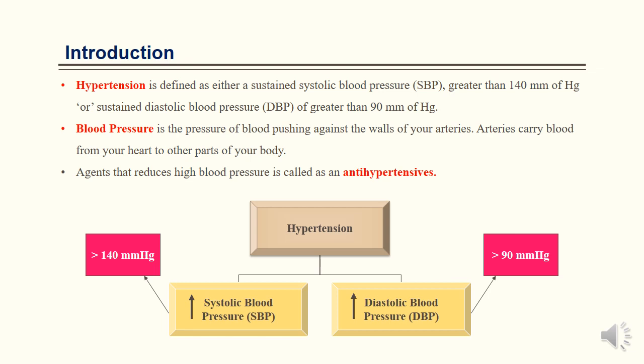antihypertensives or antihypertensive drugs. In this picture we can see hypertension is defined as the systolic blood pressure raised from its normal range to more than 140 mm of Hg and diastolic blood pressure more than 90 mm of Hg. Now move on to the next slide.